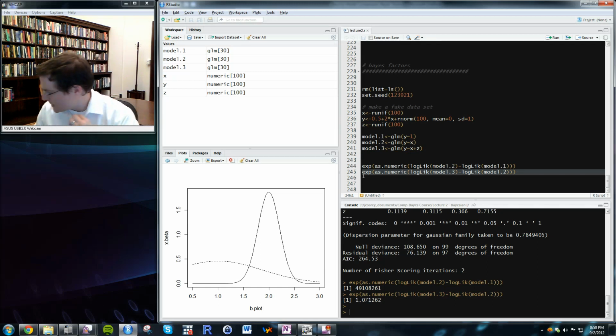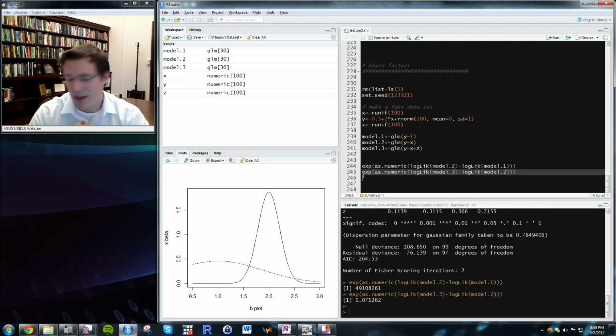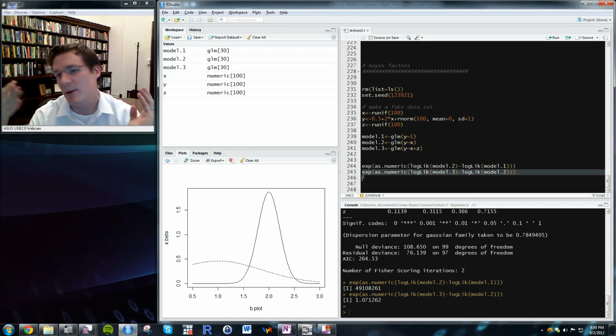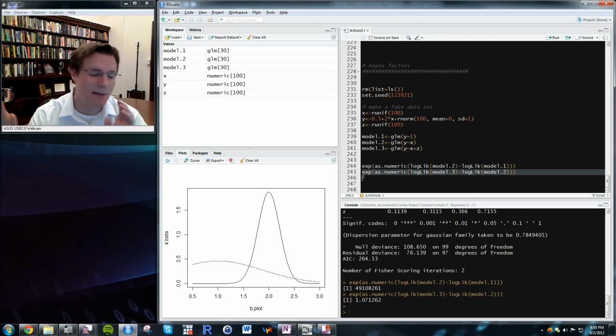And again, relying on this Jackman guideline that comes from Jeffreys 1961, really we wouldn't start to think about considering a model better until this Bayes factor was at least 3, 4, 5. So in this case, we reject model 3 as being slightly better, but not really so much better that we should care about it.